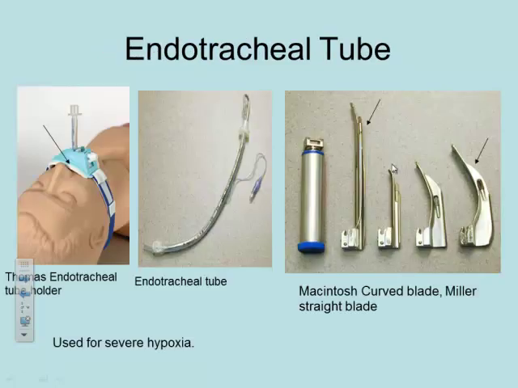And then the endotracheal tube. These last two slides are just FYI, just to show you different pictures of the ET tubes that are used. And again, this is for patients who need to be intubated, need to be connected to continuous flow of oxygen, and this is used for severe hypoxia. So again, these last two slides are just FYI.